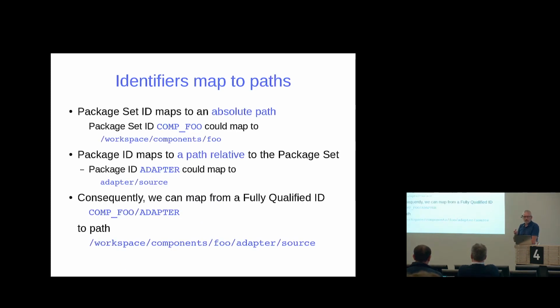Okay, so these identifiers map to paths. So the package set ID maps to an absolute path. So the compfu could map to workspace components foo, and the package ID will be a path relative to the package set. So in this adapter/source, for instance. And that means whenever we see in a HiMake file a fully qualified ID, like compfu/adapter, that can be mapped into an absolute path, a full path.